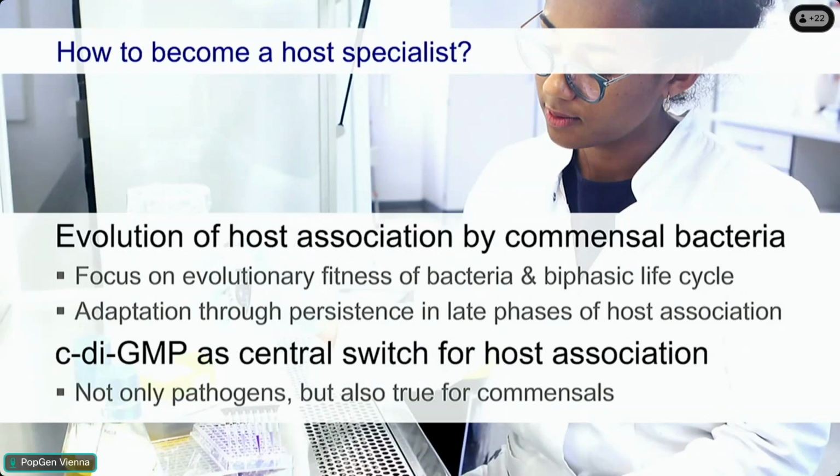This is actually important on its own because it was already published before that cyclic di-GMP is important for pathogens to associate with a host. But this is very likely a study bias because most people look at pathogens and study pathogens. And what we found here, and in the meanwhile it's actually confirmed by other studies, is that cyclic di-GMP is not only relevant for pathogens, but it is actually relevant for any kind of host association.